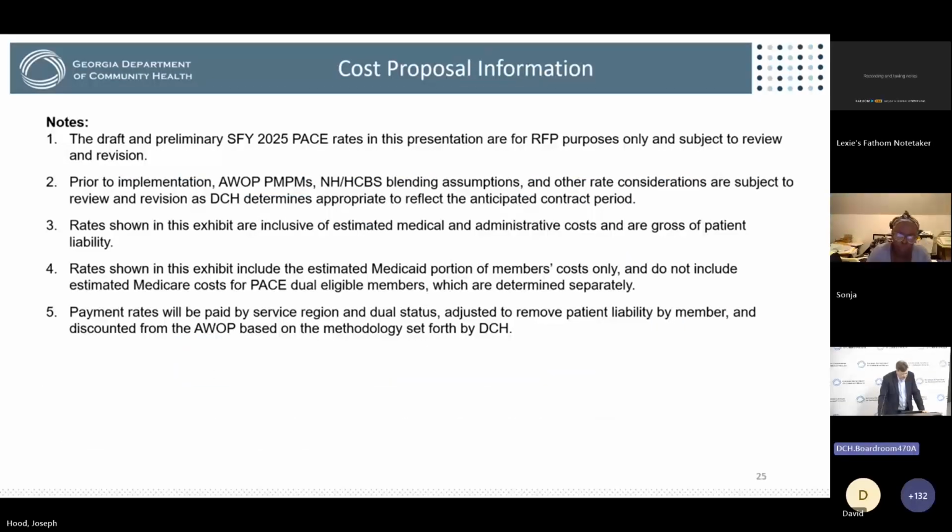So these are our notes about the formation. The draft and preliminary 2025 PACE rates in this presentation are for RFP purposes only and subject to review and revision. Prior to implementation, the AWOP per member per month, nursing home, home and community-based service blending assumptions, and other rate considerations are subject to review and revision as DCH determines appropriate to reflect the anticipated contract period. Let me pause there and explain that notation.